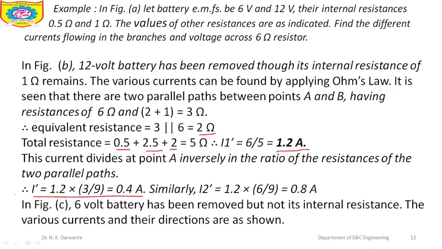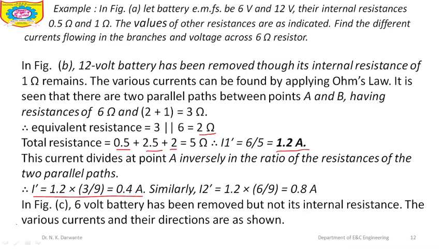As per the voltage divider rule, I1 dash is equal to the incoming current, that is 1.2, multiplied by the resistance across which we have to find the current, that is 3, divided by the total resistance in the parallel. It comes out to be 0.4 ampere. Similarly, I2 dash is equal to 1.2 multiplied by 6 divided by 9. It comes out to be 0.8 ampere.